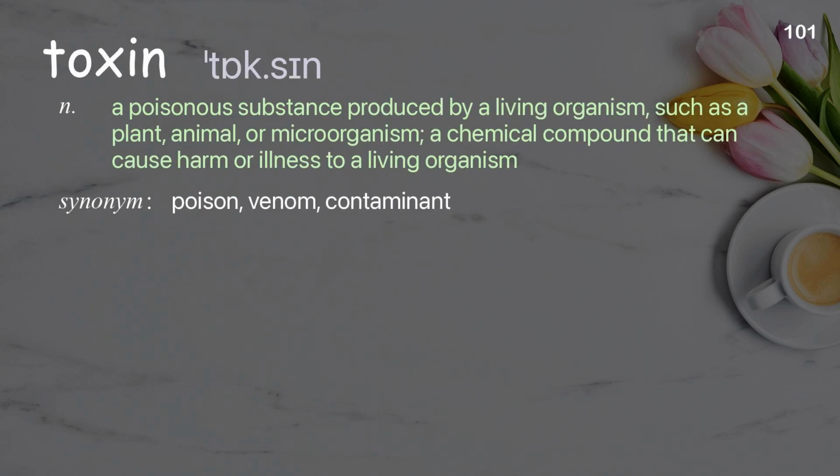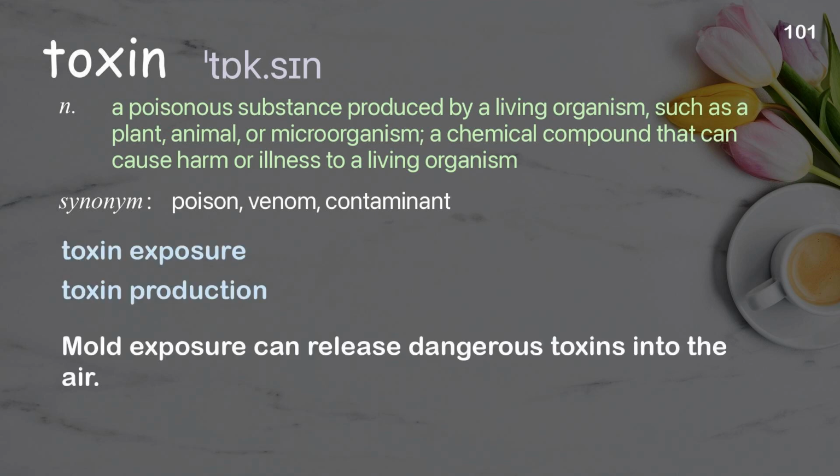Toxin. A poisonous substance produced by a living organism, such as a plant, animal, or microorganism; a chemical compound that can cause harm or illness to a living organism. Examples: Toxin exposure. Toxin production. Mold exposure can release dangerous toxins into the air.